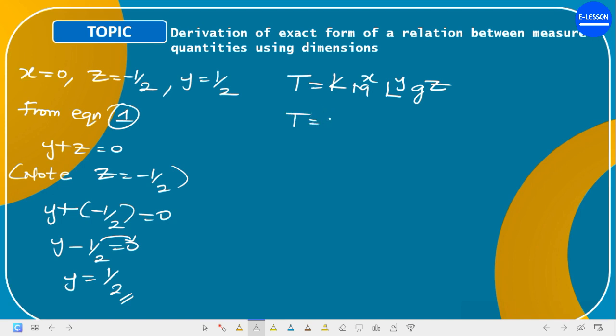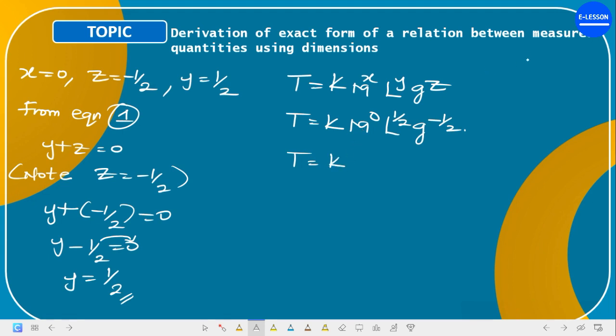So t will be equal to k. Now, m, what is s? 0. L, what is y? Is half. Then g, what is z? Is minus half. And this will become k.